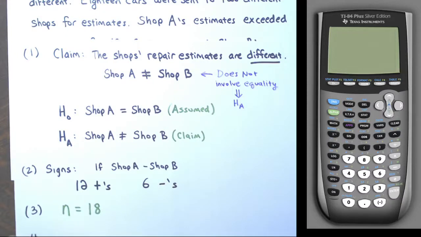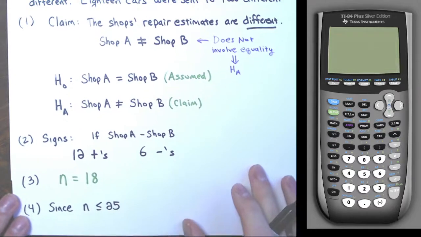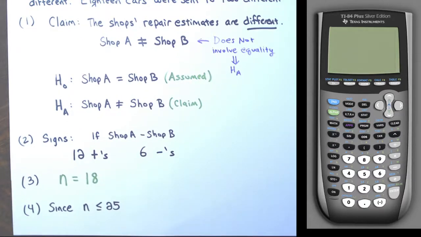Step 4, since the value of n is less than or equal to 25, the magic number 25 that was at the end of that table where I found critical values, the test statistic for this particular sample of cars was equal to that value of x. Now remember, x, the way it was defined earlier, is the number of the less frequent sign. The frequency of the least frequent sign.